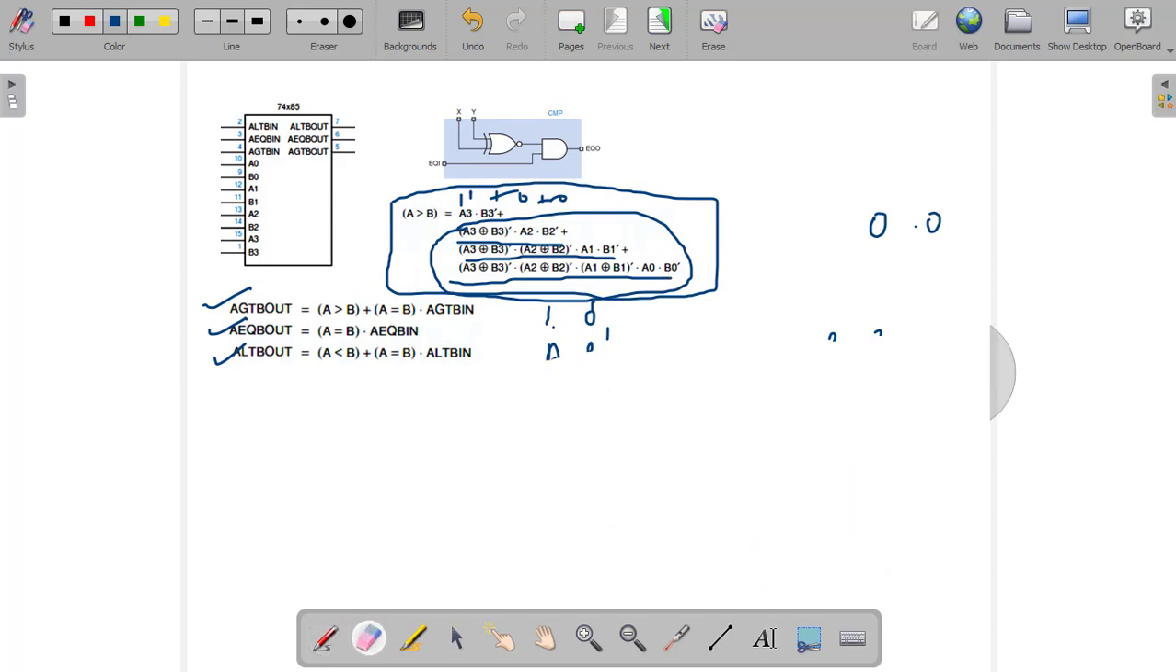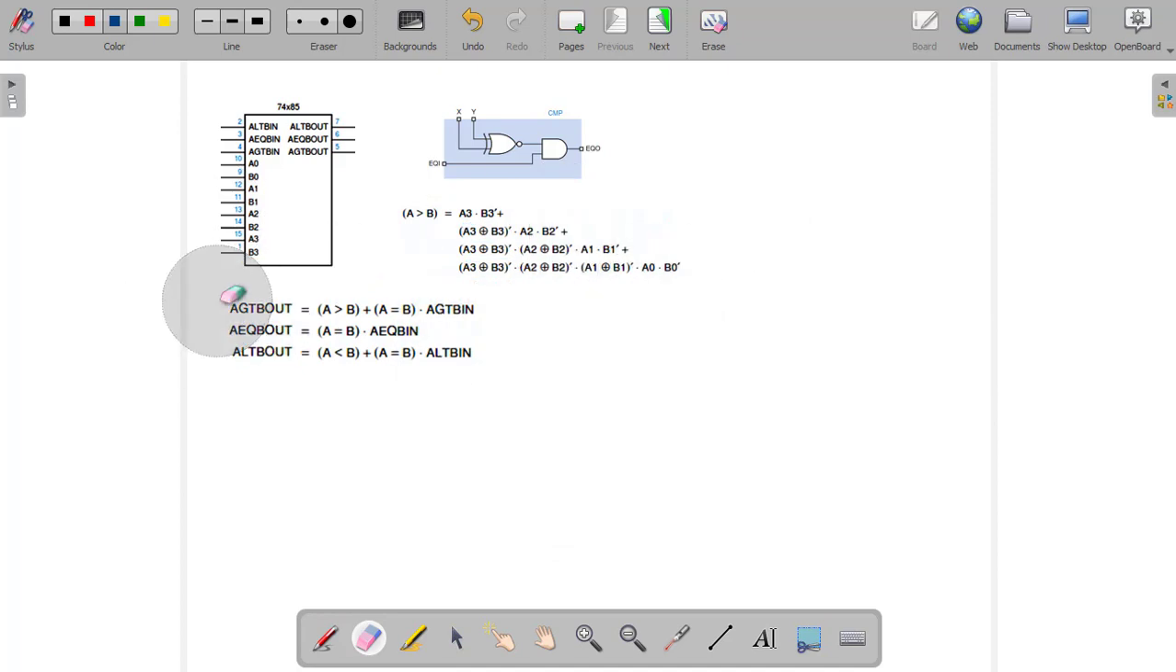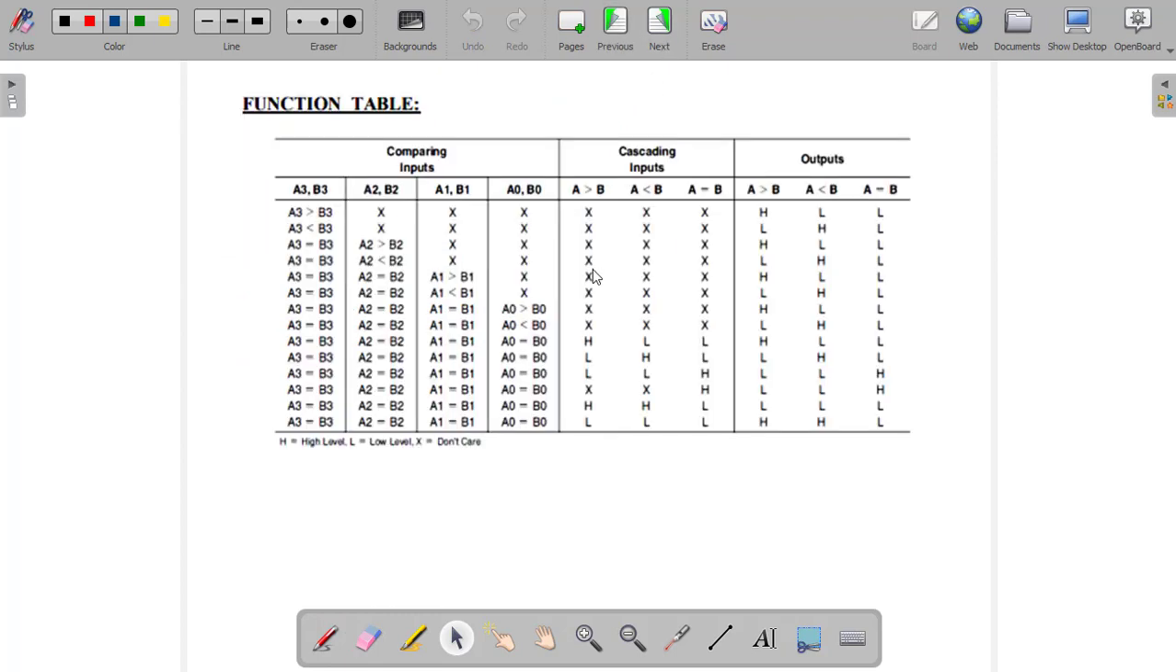Let me show you the functional table. By the functional table you will know exactly what is going on with the 7485 comparator. This is the functional table. See here, first it will be checking whether A is greater than B or not. So at first instance, A greater than B.